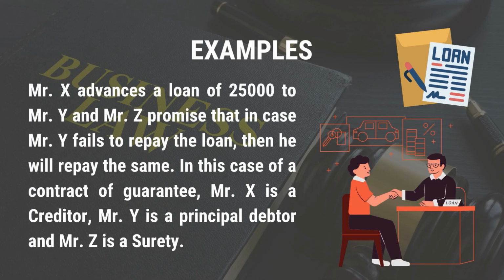Similarly, from another example you could understand, Mr. X is advancing a loan of rupees 25,000 to Mr. Y. And Mr. Z is promising that in case Mr. Y fails to repay the loan, he will make the payment. So again this is a case of guarantee. Here you should again understand X is a creditor because he is giving a loan. Y is taking the loan, he is a debtor, principal debtor, and Z is giving a guarantee, he is a guarantor. So Mr. Z is a surety.